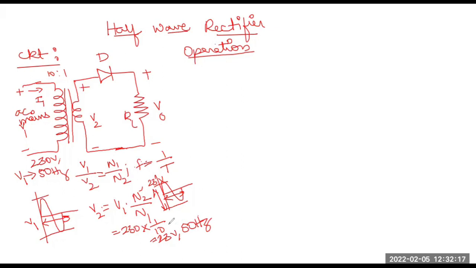This is one very, very important question. If the primary voltage is 230 volts, 50 hertz AC, what is the secondary voltage and its frequency? So remember, frequency will not change as we move from primary to secondary. Only the amplitude gets affected, and that too when the turns differ. So this is what we see at the primary and at the secondary end.